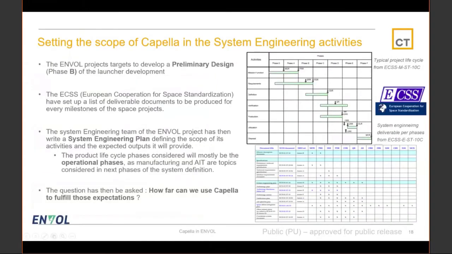And then we also needed a tool that helps us with the prosaic system engineering activities, which are mainly requirement creation, technical requirement management and control, but maybe more on that later. ENVOL, as I said, is a phase B project, meaning that for the moment we only aim for preliminary design. But we have an industrial perspective, and we will also go on to phase C in some aspects. We defined our system engineering approach thanks to the ECSS, the space standards from the ESA.